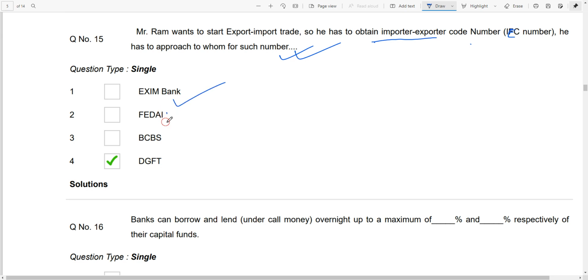Exim Bank, FEDAI, RBI, DGFT. So the correct answer is DGFT, Directorate General of Foreign Trade. Okay, DGFT. Fine. For IEC code, to whom to contact? DGFT.